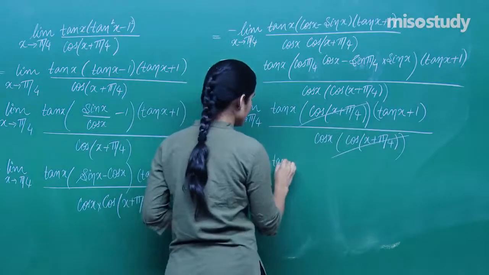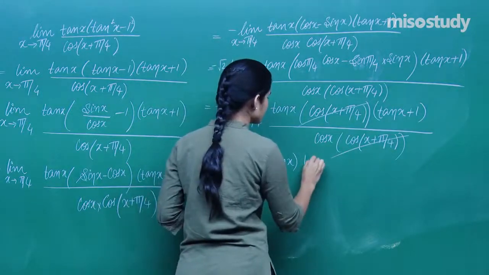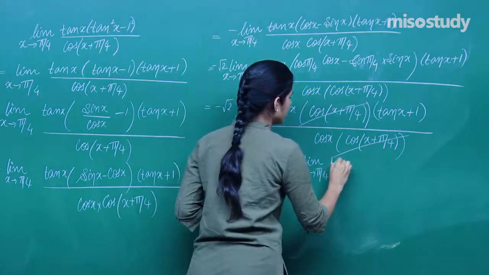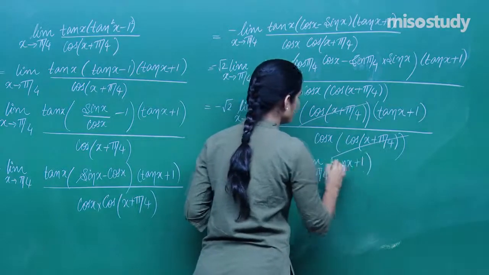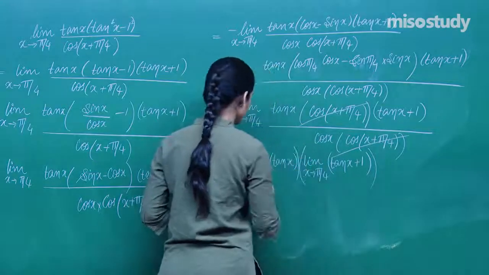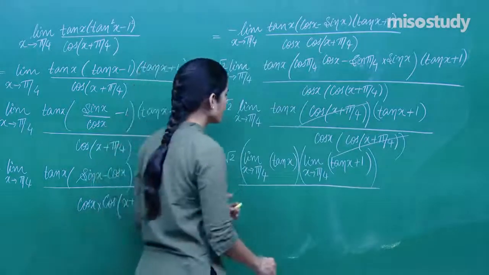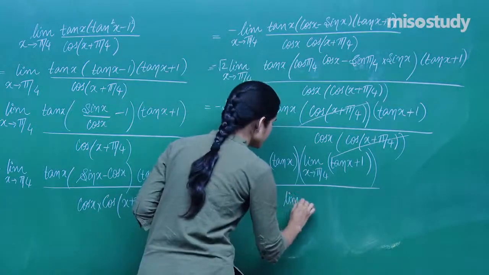So, this is limit x tends to pi by 4 of tan x, then limit x tends to pi by 4 of tan x plus 1. Why? Because limit of the product is product of the individual limits provided they exist, and they will be existing. Then limit of the quotient is quotient of the individual limits.